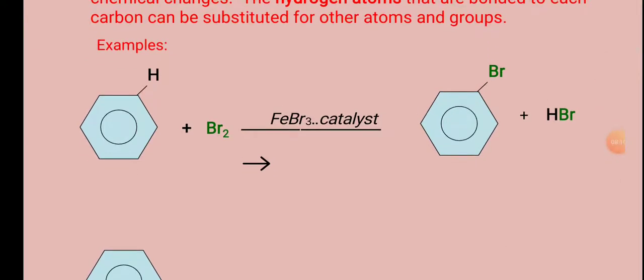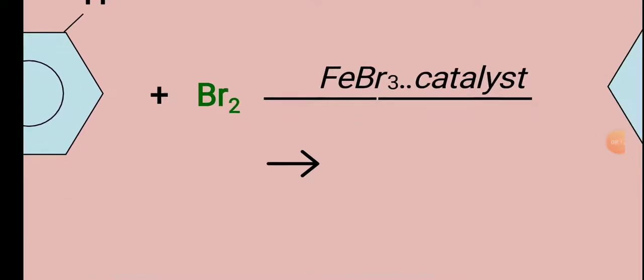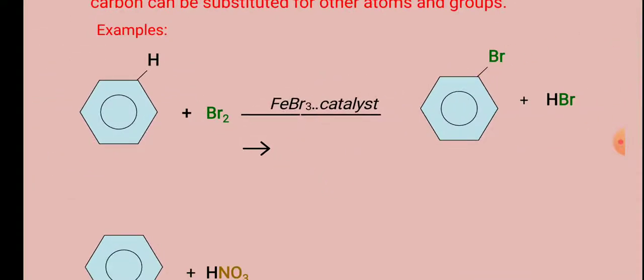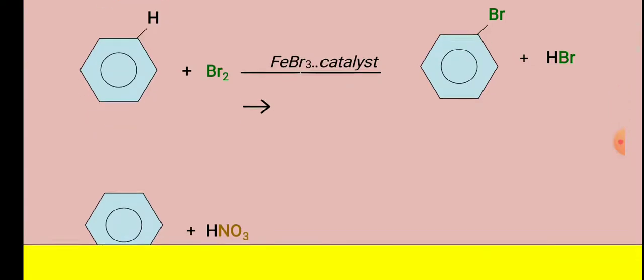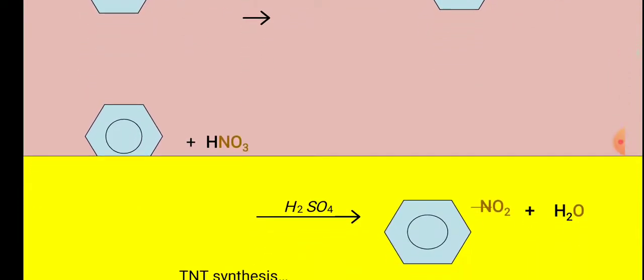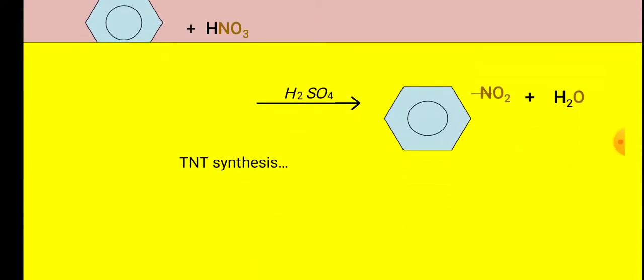So here the marked hydrogen is replaced by the bromine, and yes, again it is a substitution reaction, but again I am saying the mechanism is completely different from what we discussed above. So in case of nitration, we use concentrated nitric acid and sulfuric acid as a mixture, then we will get nitrobenzene.